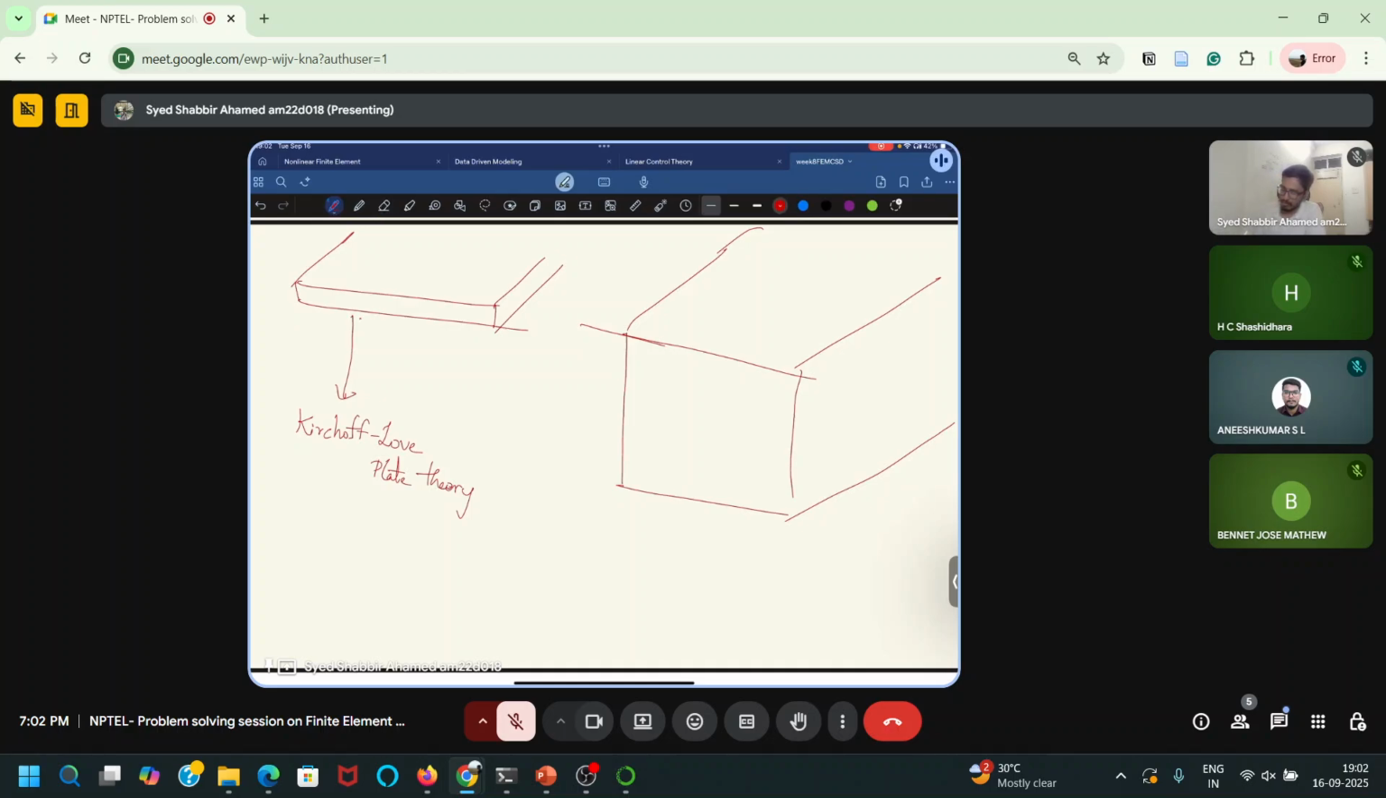But if you have a thicker version of the plate, you cannot use this. So you have to go for Reissner-Mindlin plate theory, or you can also call this first order shear deformation plate theory. So this is for thick plates. So this is for thin plates, and this is for thick plates.